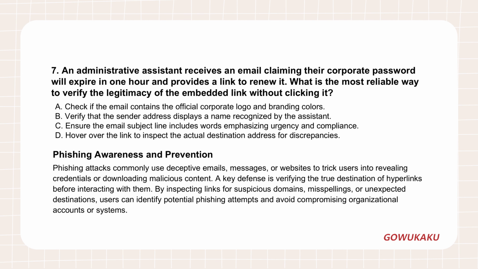Question 7. An administrative assistant receives an email claiming their corporate password will expire in 1 hour and provides a link to renew it. What is the most reliable way to verify the legitimacy of the embedded link without clicking it? The correct answer is D. Hovering, right? Yes, you should hover over the link to inspect the actual destination address for discrepancies. To see where it really goes. Exactly. Hovering reveals the true URL, helping you spot deceptive domains or misspellings before you trigger any malware.